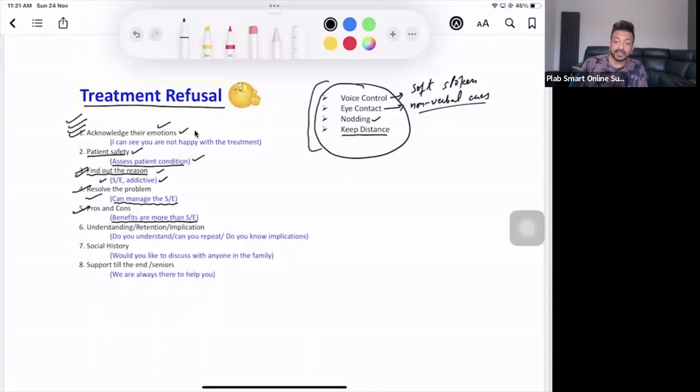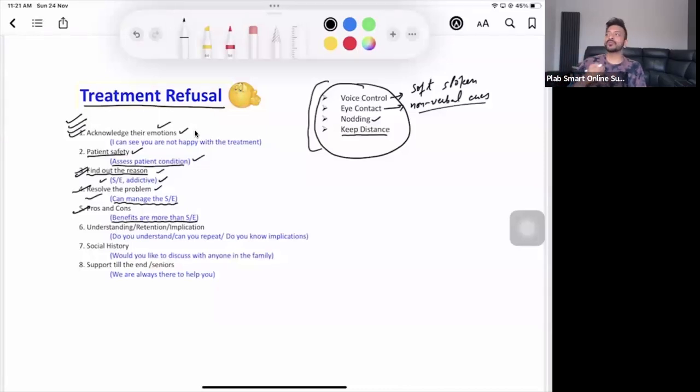Then I will try my best to find out the reason why this patient doesn't want to take the treatment. Find out the reason, and then you try to solve that problem, right? The problem could be side effects. The problem could be anything. The problem could be, I'm living alone, there is nobody there. So maybe you can ask some questions about depression as well.